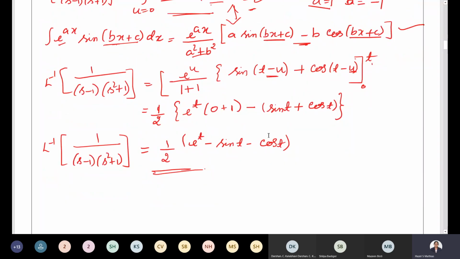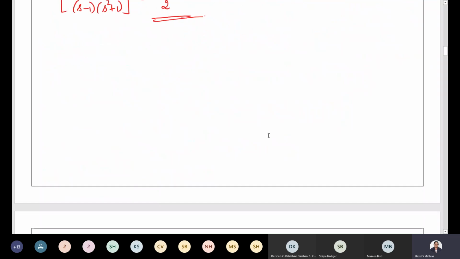Let's discuss one more problem. Find the inverse Laplace transform of (s+2)/(s²+4s+5)². Let's find the inverse Laplace transform of this using the convolution theorem.